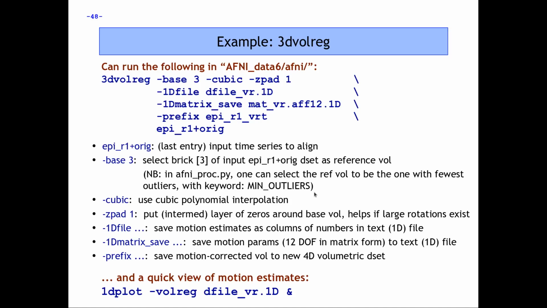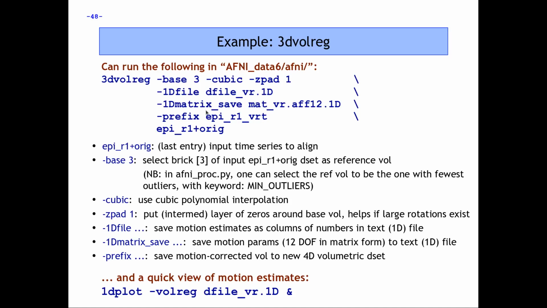And that's a really nice way of saying what is the most likely candidate volume for not having motion in it, and let me use that as a reference. So in this example, we pick a number. In AFNI proc, we would choose a little bit more intelligently. And when we input our time series, we can see what our motion corrected time series would look like.